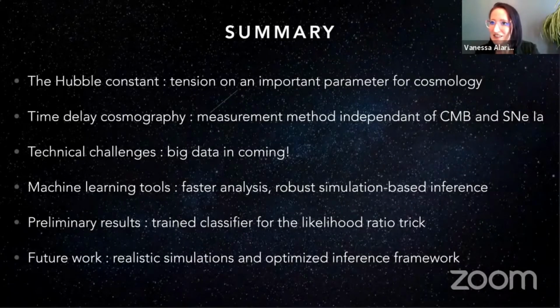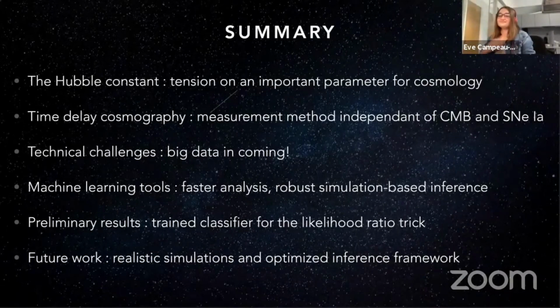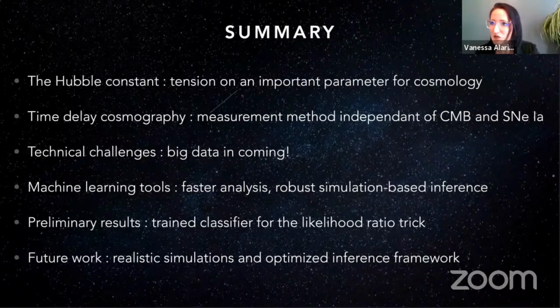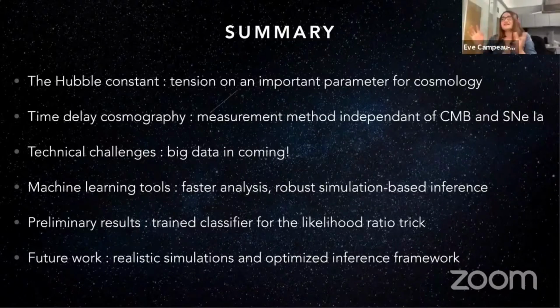So the Hubble constant is an important parameter for cosmology, and we have this tension on some measurements. Time delay cosmography is a measurement method independent of the CMB and SNe Ia, so it's independent of the two, and the methods creating these discrepancies. So it could be really useful.